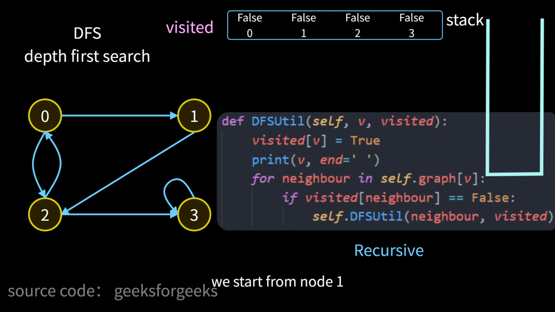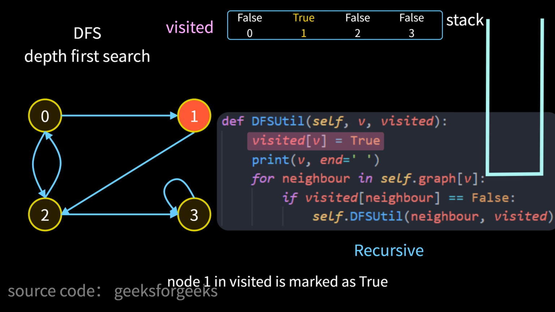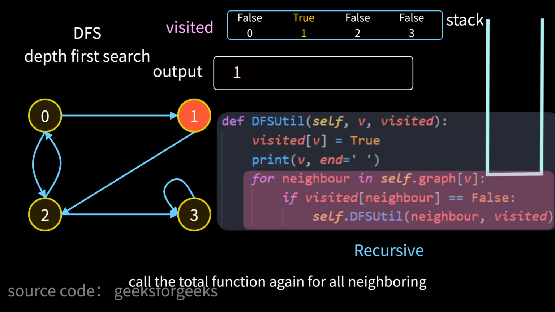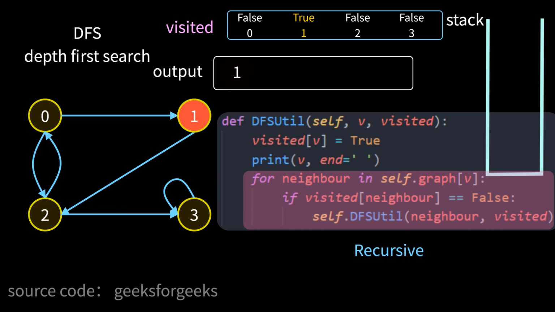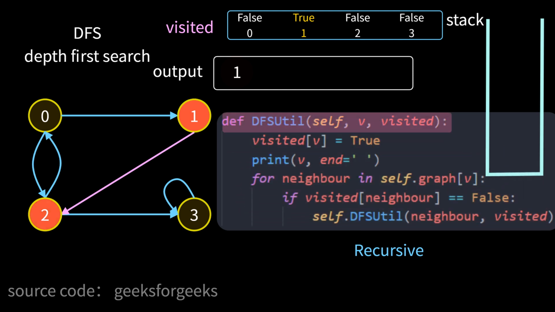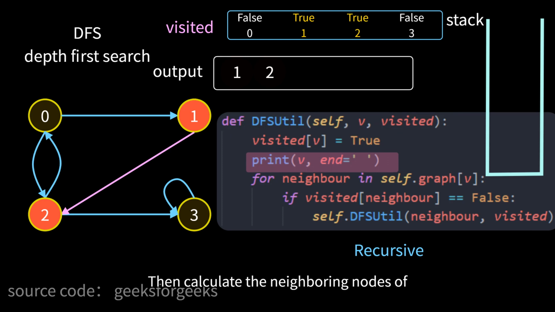This time, we start from node 1, which means that the variable v is 1. First, node 1 in visited is marked as true. Next, output the result. Then, call the function again for all neighboring nodes of node 1. The only neighboring node of node 1 is node 2. Therefore, the parameter v of the called function is 2, and visited is marked true.